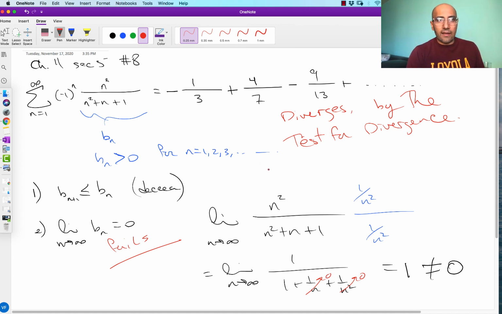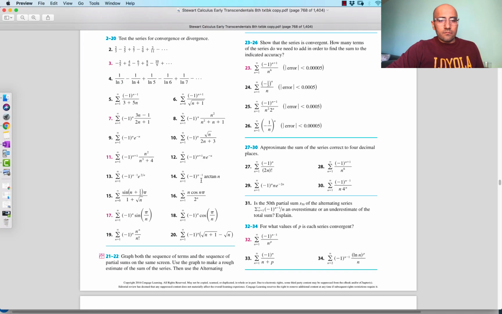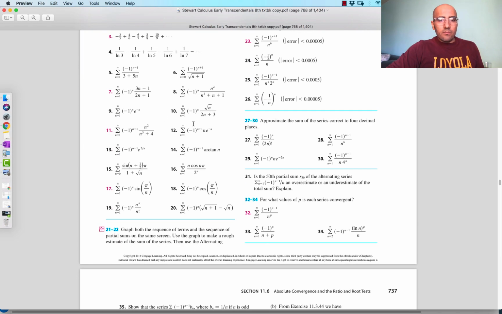It will add up to infinity, because in order for us to even begin to have a chance of the whole summation to infinity adding up to anything, the individual terms must be going to 0. Okay, let's look at another one. How about number 12?